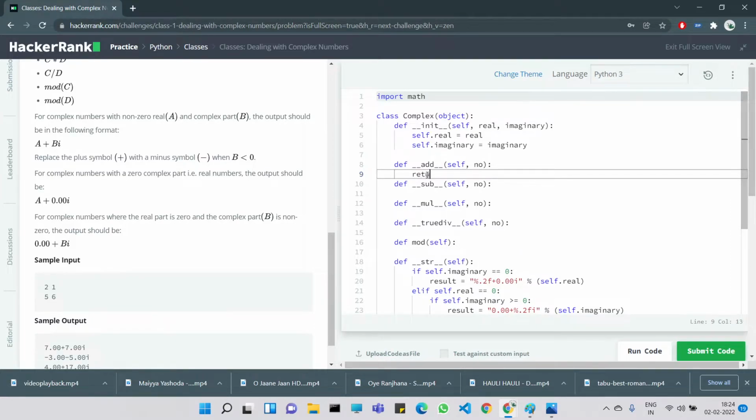Let's return it out. So return, then Complex of first will be real, then imaginary. So the real part is self dot real plus number dot real, comma, self dot imaginary plus number dot imaginary. Let's see whether the spellings are correct. Self dot real, number dot real, self dot imaginary, number dot imaginary. Okay.